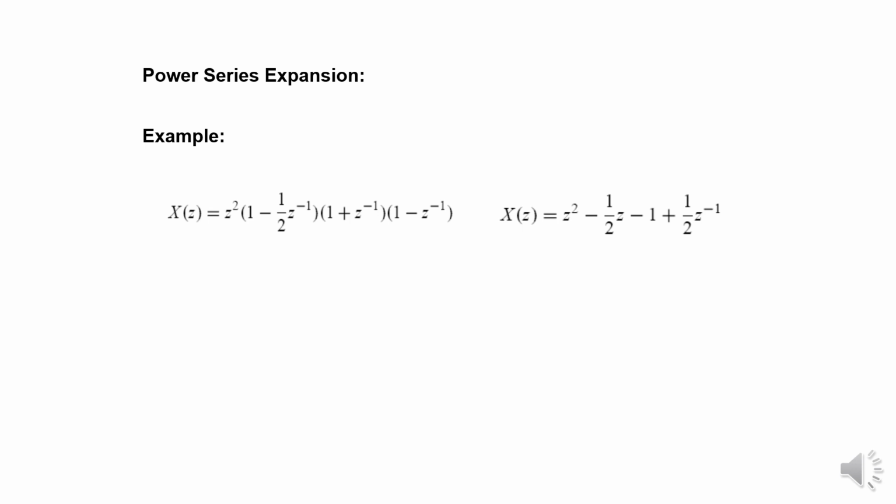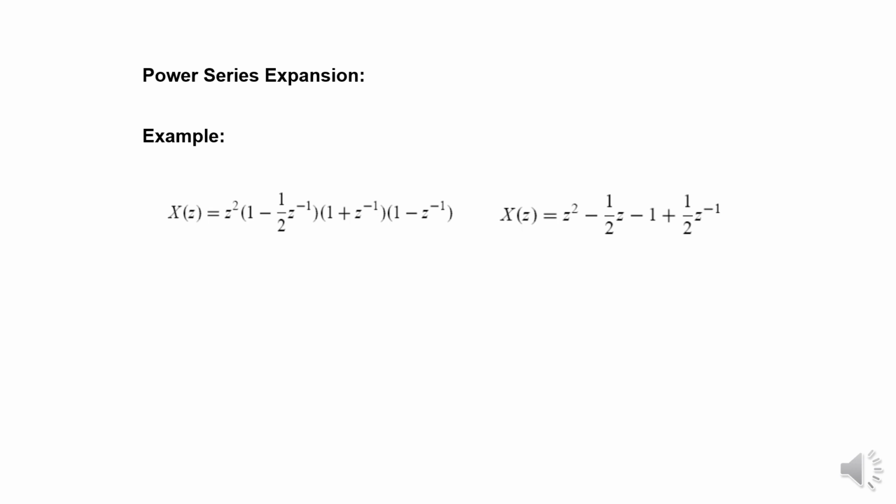Then minus 1 over 2 into z. Z to the power 1 is equal to z to the power minus 1 when written that way. That means when n is equal to minus 1, the xn value is this minus half. Can you see?